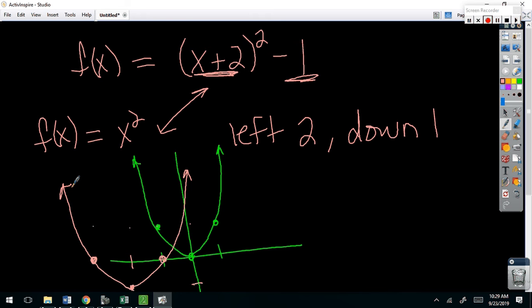Compare it to the parent graph. What is it doing? We're not supposed to know how to graph. You can graph the parent one, the 0, 0, 1, 1, negative 1, 1. And then transform from there.